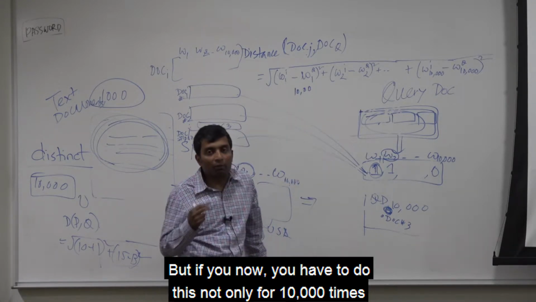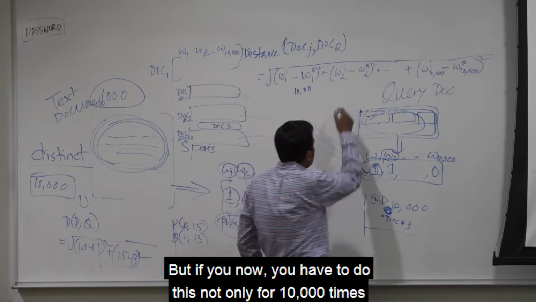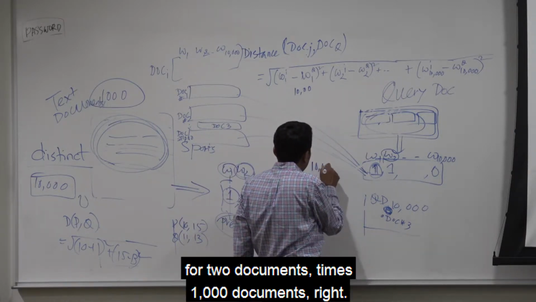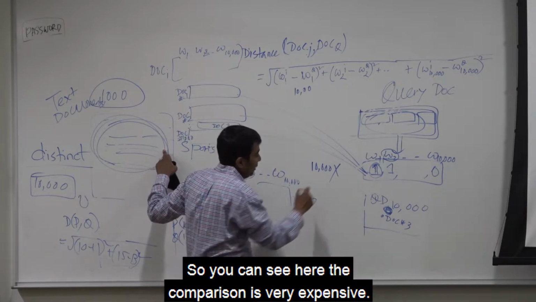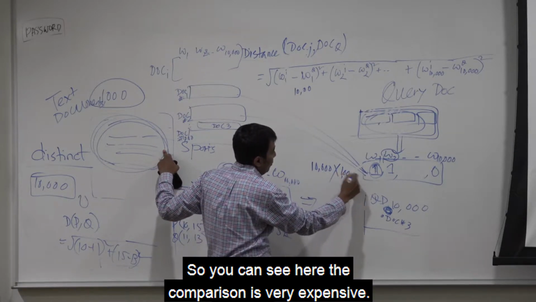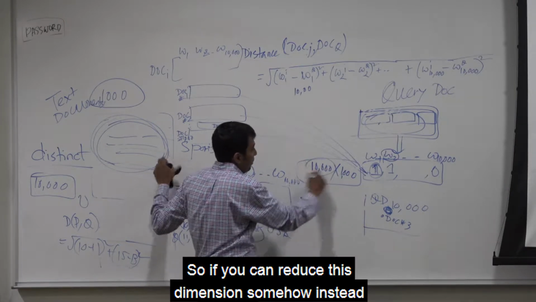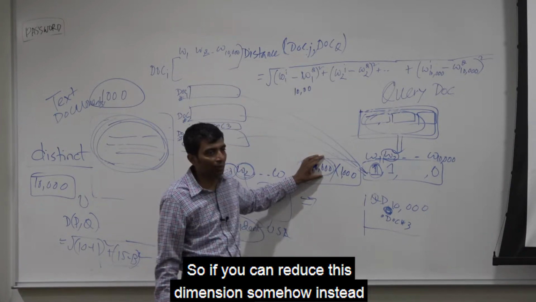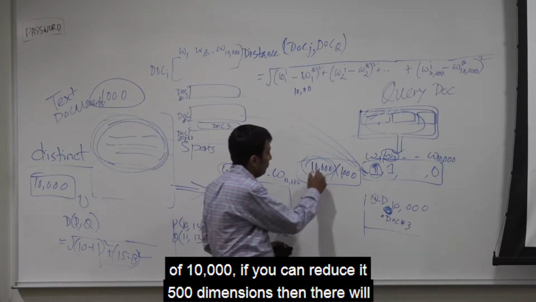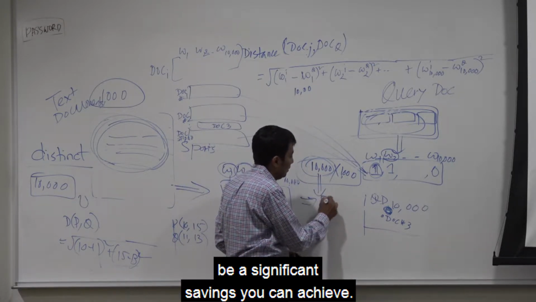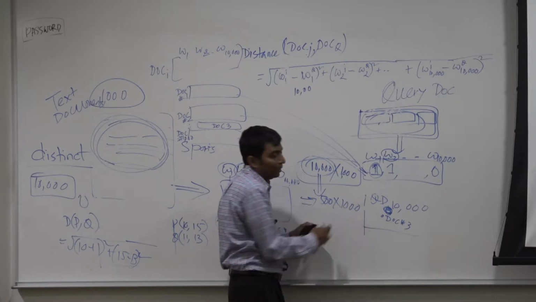So only for 2 documents. But now you have to do this not only for 2 documents, but 1,000 documents, 10,000 dimensions each, right? So you can see here the comparison is very expensive. If you can reduce this dimension somehow, instead of 10,000, to 500 dimensions, then there will be a significant savings you can achieve.